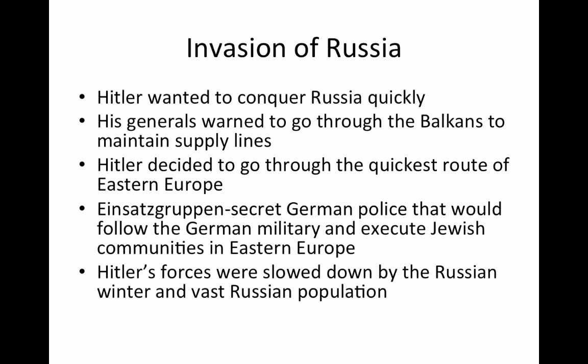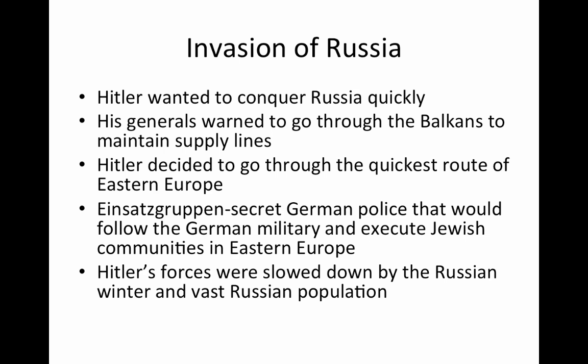Hitler's biggest mistake was his invasion of Russia. Hitler wanted to conquer Russia quickly because he knew that if he was able to do this, he would be the first and only leader from the West who was capable of doing that. His generals really didn't agree with him, but they decided to concede this to him as long as he would go through the Balkans, down in the southern part of Europe, to maintain supply lines. The Balkans areas are right by the Mediterranean. It's very warm. It's very easy to maintain supply lines there. But Hitler knew this would take a very long time. He wanted to go through the quickest route possible of Eastern Europe.